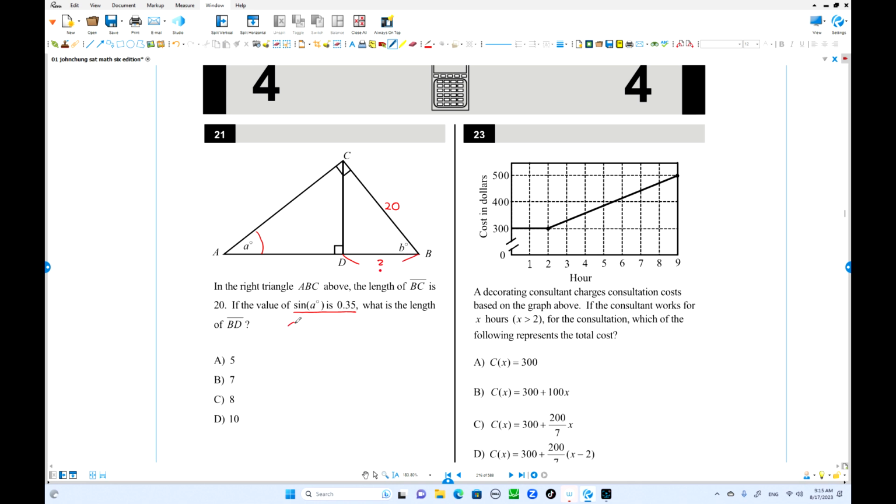But we know that sine A must be equal to cosine B, because we know that A plus B is 90 degrees, because the angle is 90. So cosine B is still 0.35. By using this one, BD equals BC times cosine B. This angle B there, okay? Cosine B, that is 0.35. So 20 times 0.35 is 7, the answer. That's the length of DB, okay?